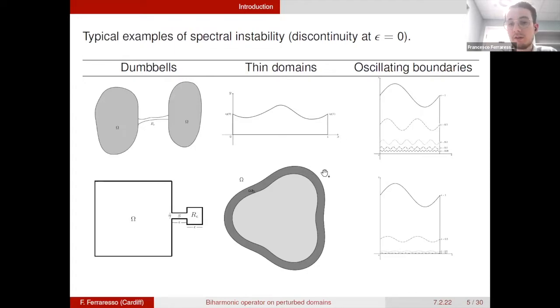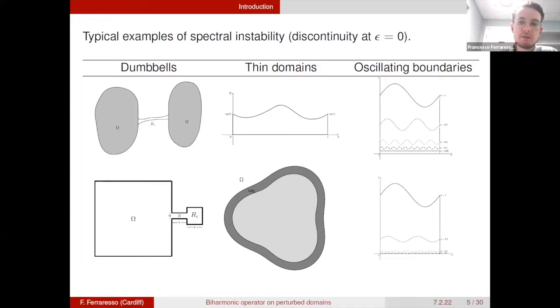Or you may consider other types of, let's say, pathological domains that have oscillating boundaries. So they are locally defined as the subgraph of very oscillating functions that will tend to this flat line as epsilon tends to 0. And depending on which operator you are considering on these domains, you have different spectral behavior in the limit.